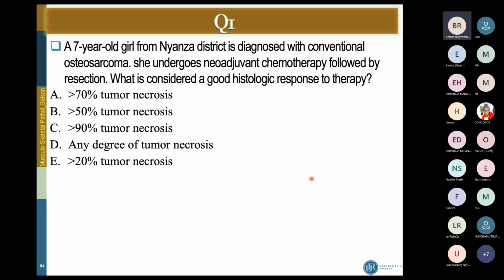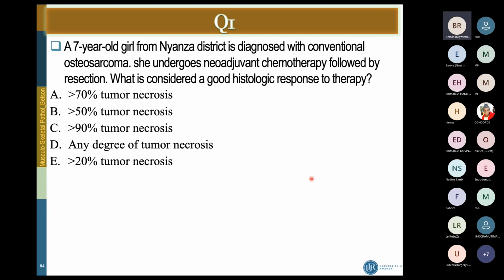So a year-old girl from Nyanza district is diagnosed with conventional osteosarcoma. She undergoes neoadjuvant chemotherapy followed by resection. So neoadjuvant chemotherapy cyose hano ni iki nabivuze kuri breast cancer, ni uburyo uvura umurwayi wa kanseri kugira ngo ikibyimba cye kigabanuke, kibe gito, kibe cyashobora kubagwa. So nicyo yakorewe neoadjuvant chemotherapy followed by resection.